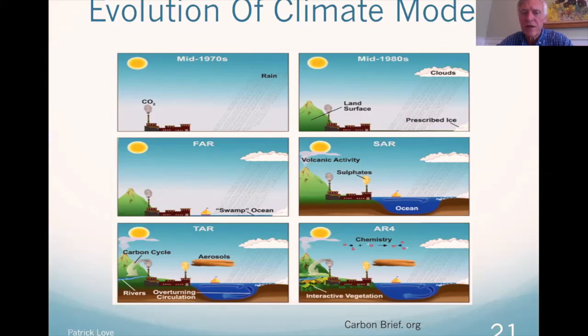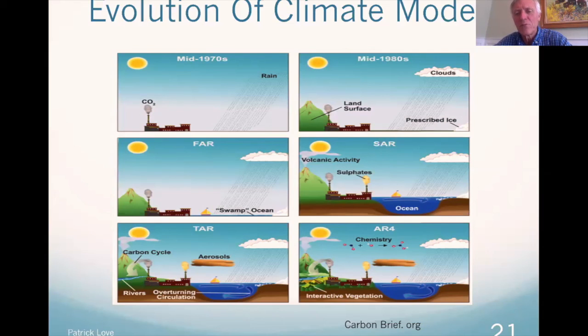We start bringing into account volcanic activity, some of the aerosols, in particular the sulfates that come from power plants. We have the full ocean model now. We have clouds. And later on, we bring in the carbon cycle. We bring in water coming from the land. We bring in some more circulation in the oceans, the overturning circulation, which was the thermohaline circulation. Apparently, we bring in a sailboat someplace here. I'm not quite sure why that's there.